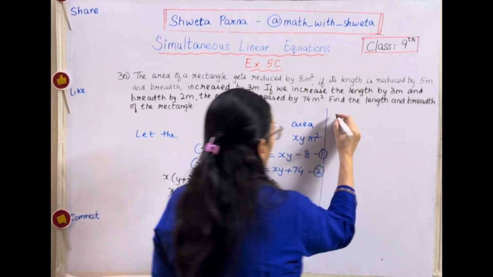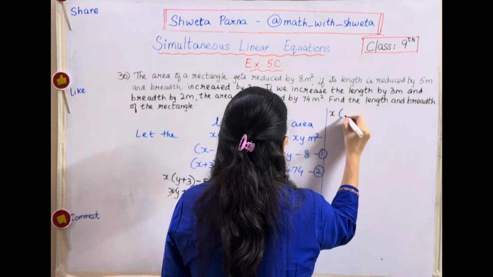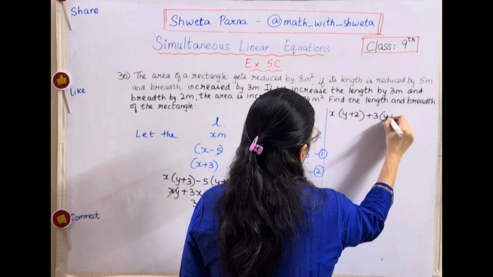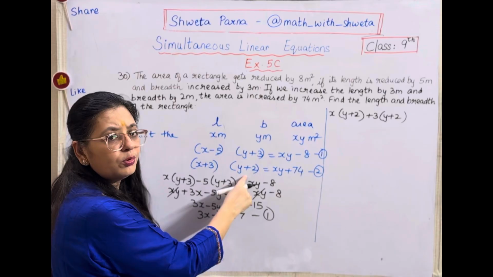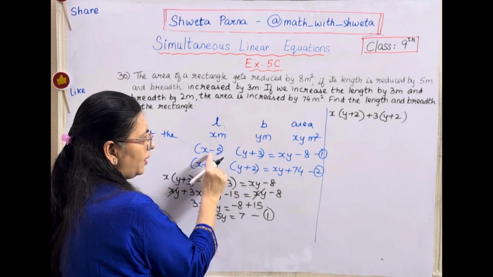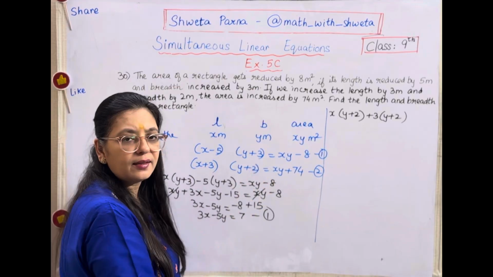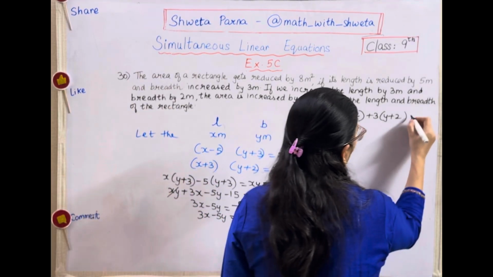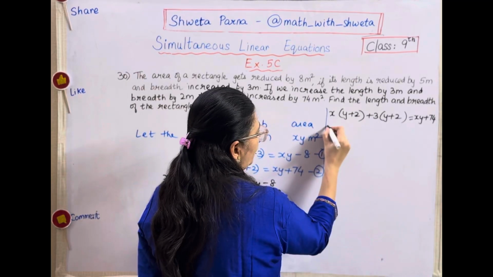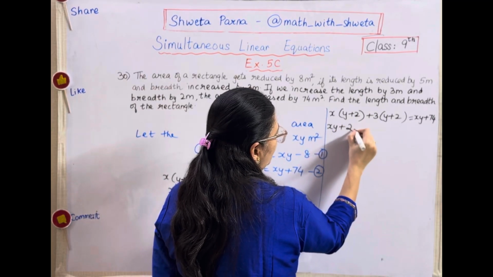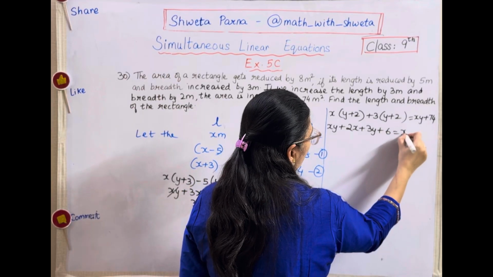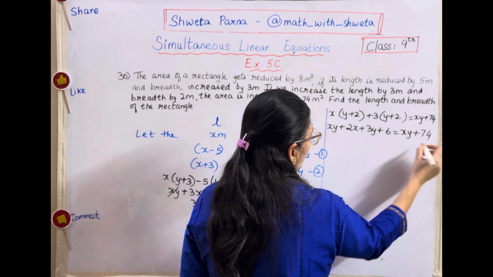Same way, let's solve for the other one also. (x plus 3) into (y plus 2). I hope you know how to do the multiplication. You will take the first term, multiply with the entire thing, take the next term, multiply with the entire thing. Is equal to xy plus 74. So this will become xy plus 2x plus 3y plus 6 is equal to xy plus 74.